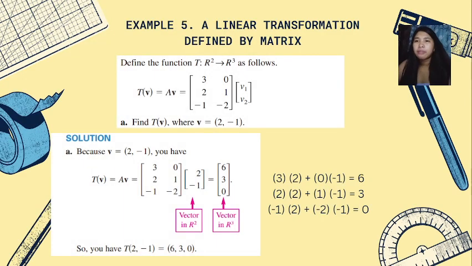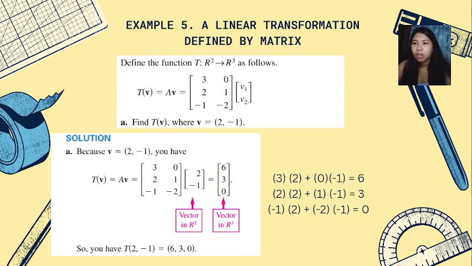For number 5, a linear transformation defined by matrix. So define the function linear transformation R2 into R3 as follows. So linear transformation ng vector is equals to the augmented ng vector. So that would be 3, 0, 2, 1, negative 1, and negative 2 times yung vectors natin, which is V1 and V2. So we have to find TV where V is equals to 2 and negative 1. So our solution can be seen on the screen naman po.